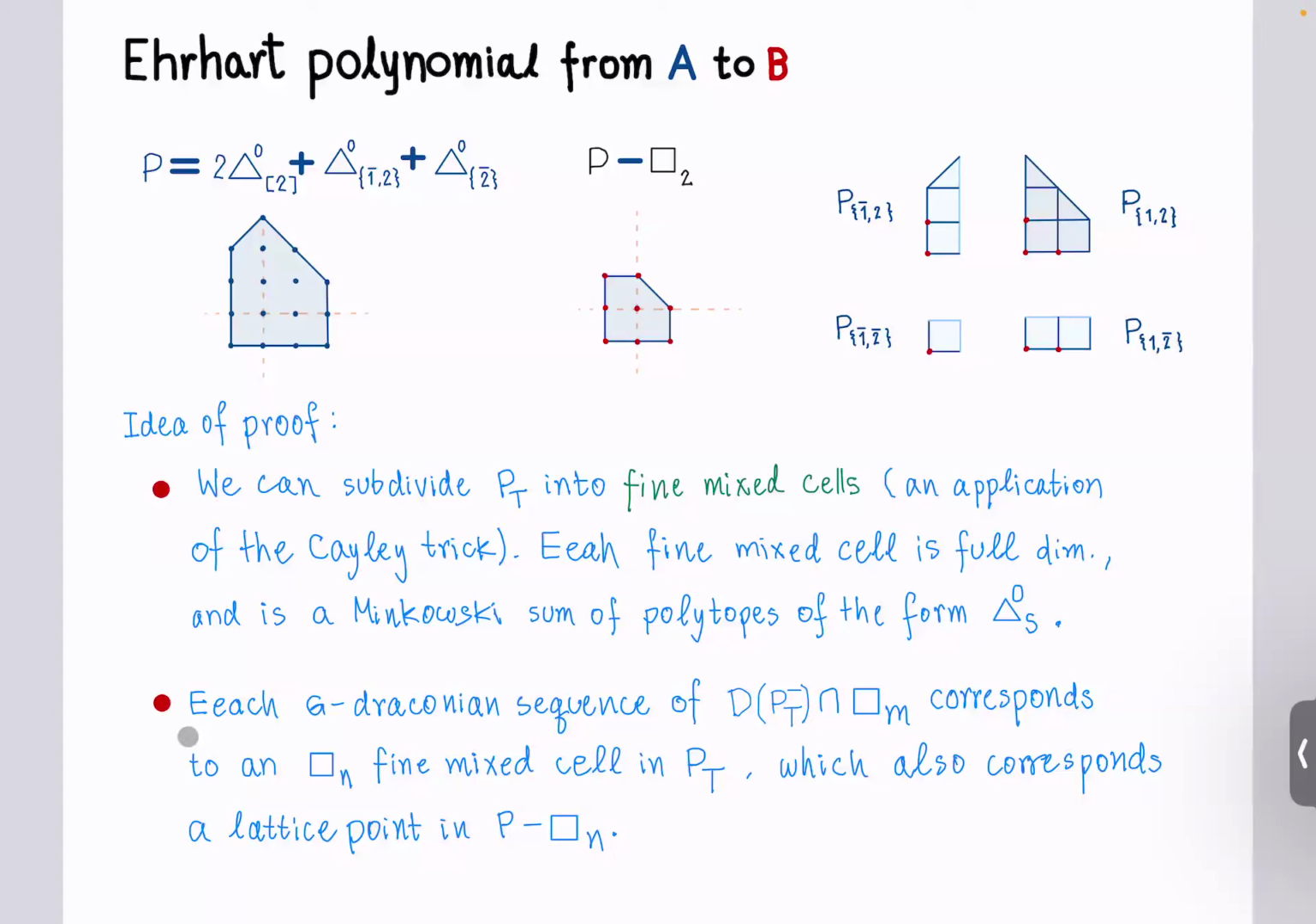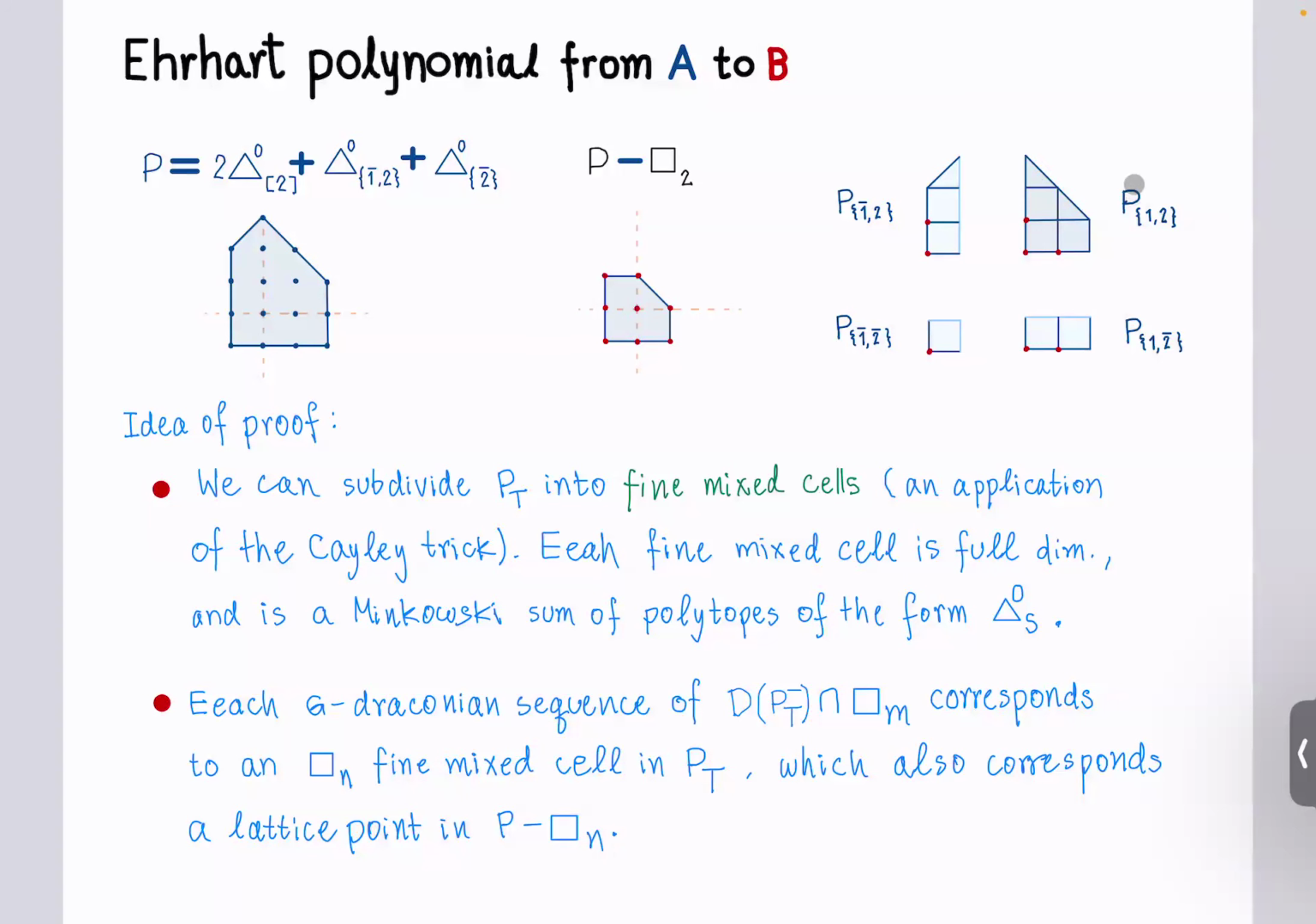And each G-Draconian sequence in here is going to correspond to a cube mixed cell. So the mixed cells that are cubes also correspond to a lattice point in P minus n cube. Okay, so let's see an example.